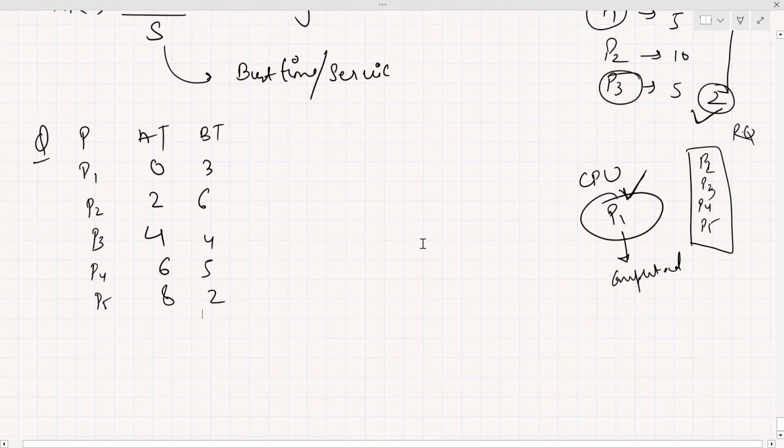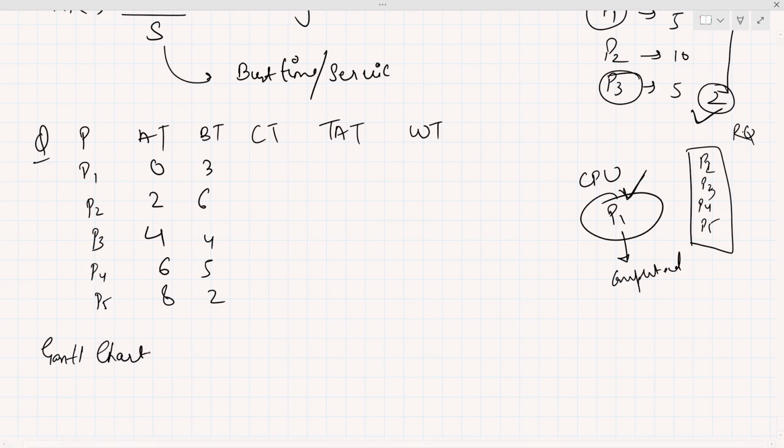for this particular question. For finding that, first of all we have to find the completion time, the turnaround time, and the waiting time. So we need these 3 things to find the average TAT and average waiting time. So we need to calculate, and for that we need to make a Gantt chart.